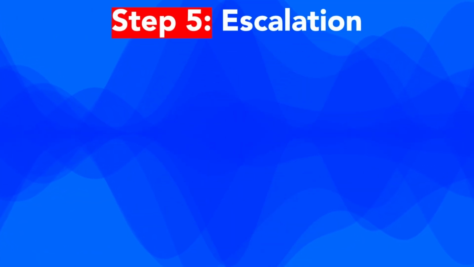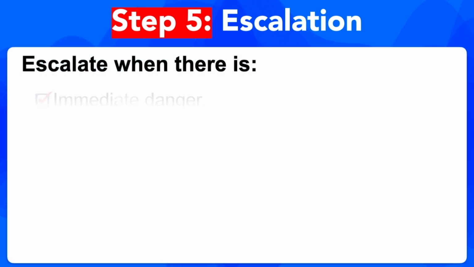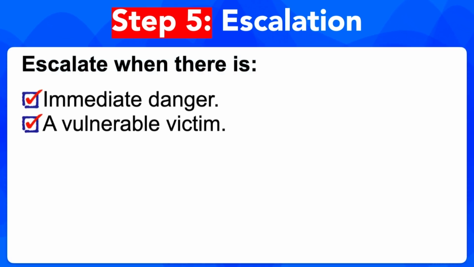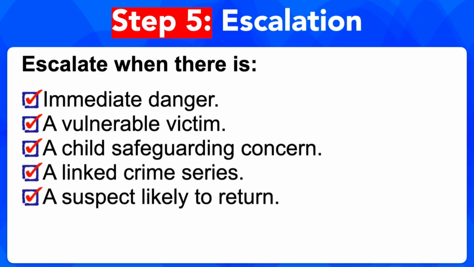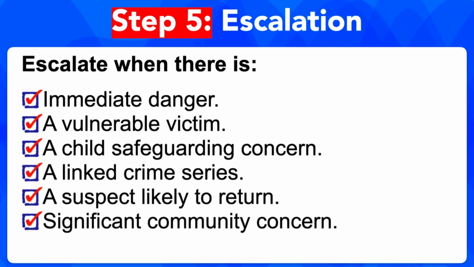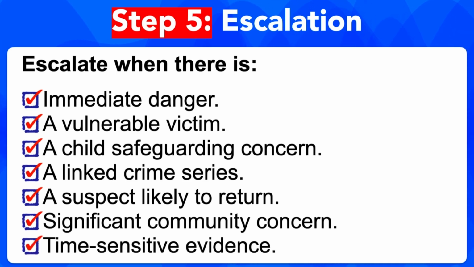And finally, step number 5, escalation. Escalate when there is immediate danger, for example, a vulnerable victim, a child safeguarding concern, a linked crime series, a suspect likely to return, significant community concern, or time-sensitive evidence. You should not escalate everything, but you must know when the detective sergeant needs to be updated early. Escalation shows judgment. It tells the assessor you understand seriousness, risk, and the need for supervision or coordinated action.